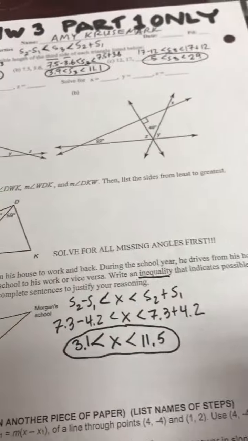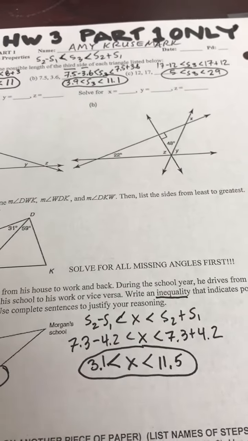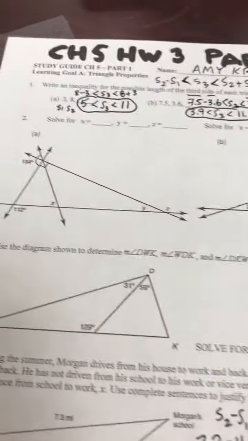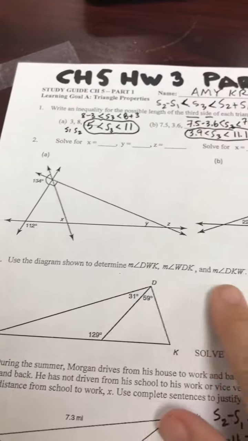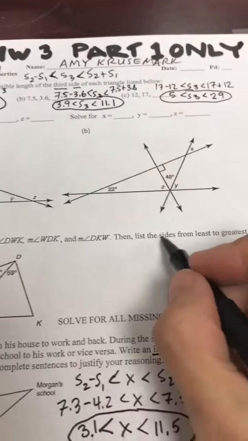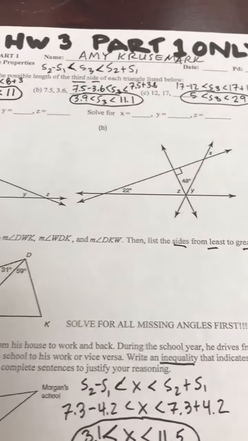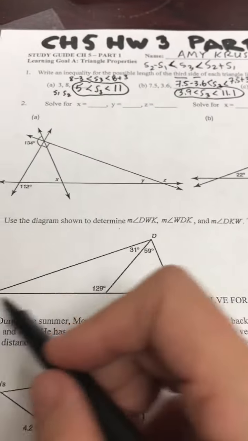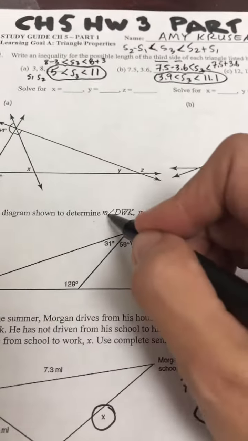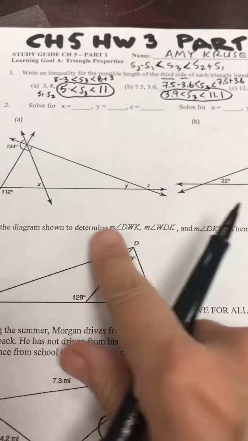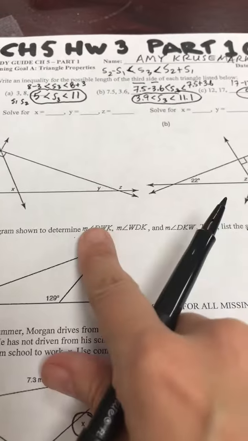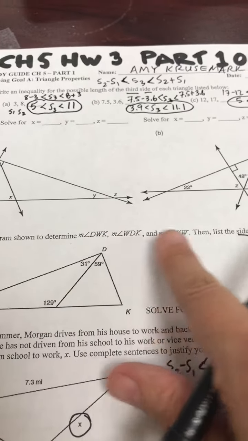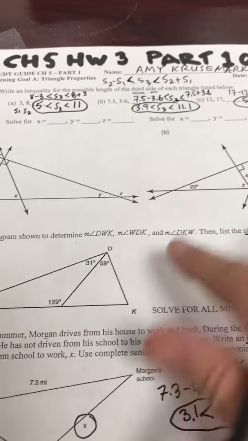Okay, now I've written the triangle inequality theorem. Here, question number 3, I think I recognize this. It says order the sides least to greatest. So this is similar to my homework from last class. The one thing I do need to figure out though is I can't really order the sides least to greatest unless I solve for these missing angles. And that's what they're asking here. It says please determine these angles. Angle DWK, WDK, and angle DKW.